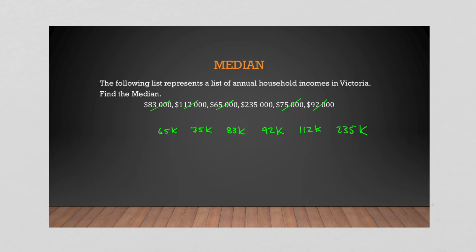So where's my middle? Well, 1, 2, 3 from the left gets me to there. 1, 2, 3 from the right. Oh, I don't have a middle number, so I need to average these two out. 83 plus 92, and then divide that by 2, and I get 87,500. So that is my median household income in Victoria. Remember, if you do not have a middle, you average the two middle numbers. If you do have a middle, you're done.